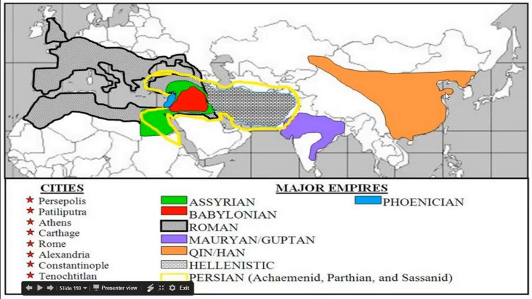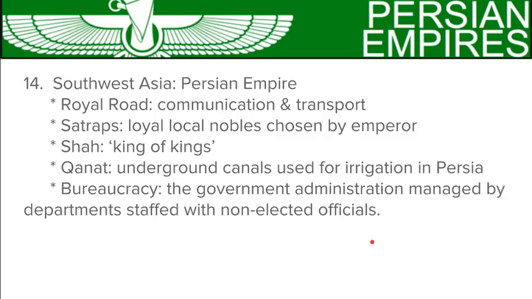So here we see some of the major empires and states of the classical era. I notice the two largest ones, of course, are going to be the Han Dynasty of China and the Roman Empire, covering the Mediterranean world.